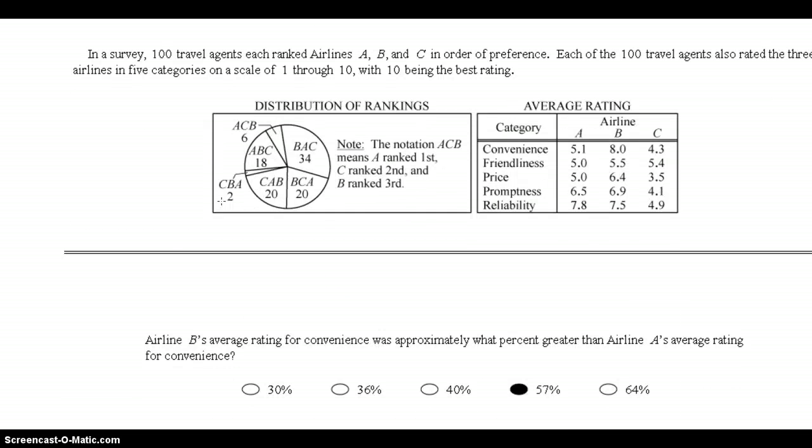And finally we had this one. I particularly didn't like these questions as much because percentages are kind of ambiguous. But let's take a look. So airline B's average rating for convenience, so we're right here, this 8.0, was approximately what percent greater than airline A's average rating for convenience? So the 8.0 is what percent greater than 5.1?